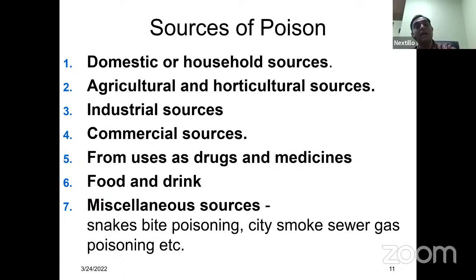So now come to the very important slide here, that is sources of poisons. There are many sources of poisons. The first and foremost is the domestic or household sources. Second is agriculture or horticulture sources, the workers who are working in the farm, like farmers. These are very important sources. Industrial exposures, the people who are working in the industries. Commercial sources, from the use of drugs or medicines, overdose. Food and drink, food poisoning, you can say. Miscellaneous sources like snake bites, city smoke, sewer gases, and many other things are covered in this kind of source of poison.